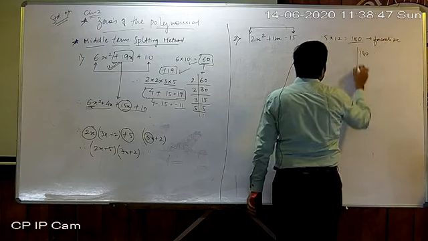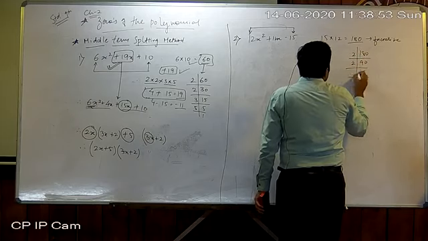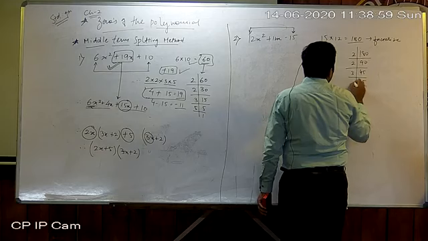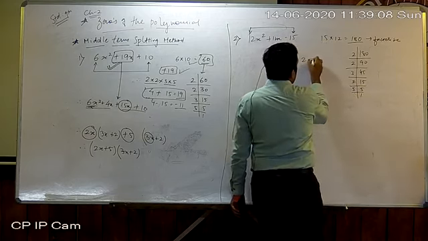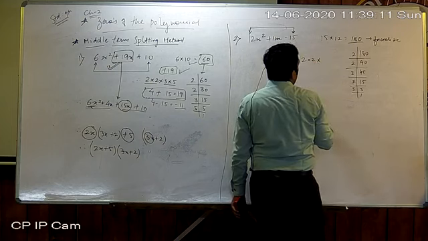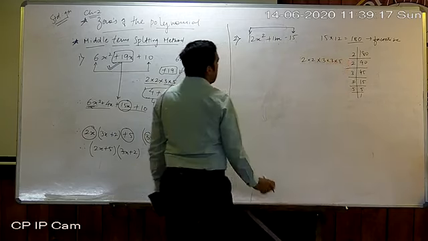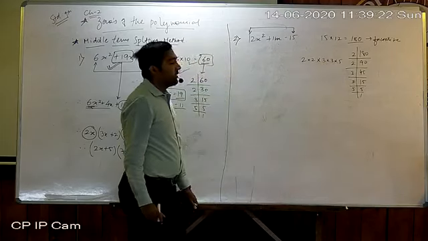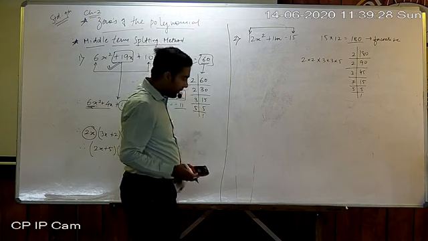So when I factorize 180, I found 2 times 90, 2 times 45, 3 times 15, 3 times 5, and 5 times 1 is 5. So I found that 2 into 2 into 3 into 3 into 5. Okay, so my factors are 2 into 2 into 3 into 3 into 5.